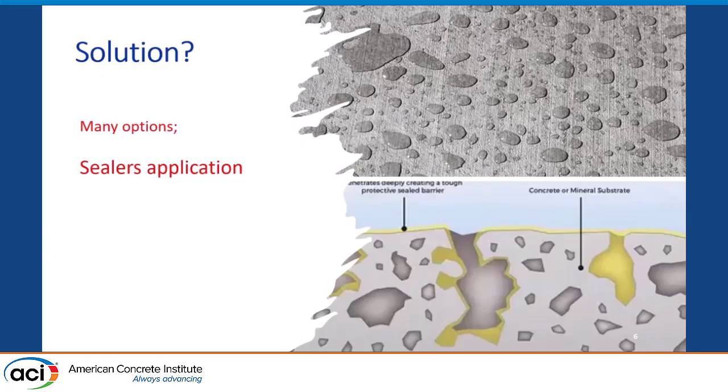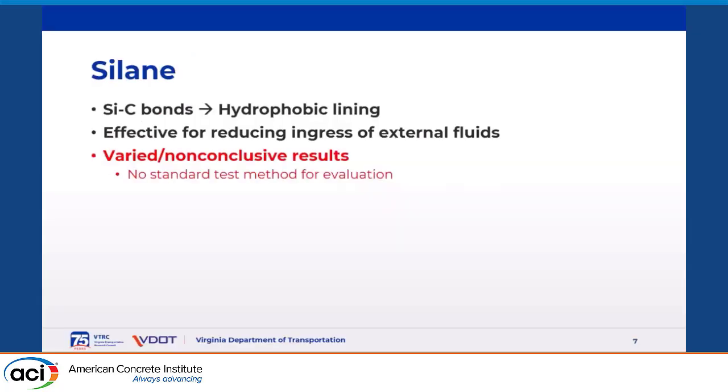One of the options is cathodic protection, and the other one is applying sealers. The goal of applying sealers is to keep moisture and oxygen out of the concrete and prevent them from reaching the reinforcement level. These sealers can create a hydrophobic layer on top of the concrete. So by doing this, we prevent moisture from penetrating into the concrete.